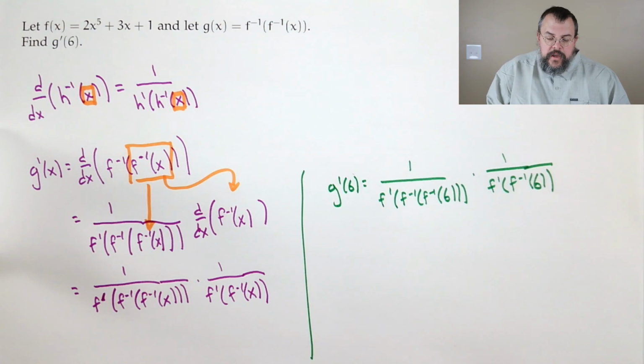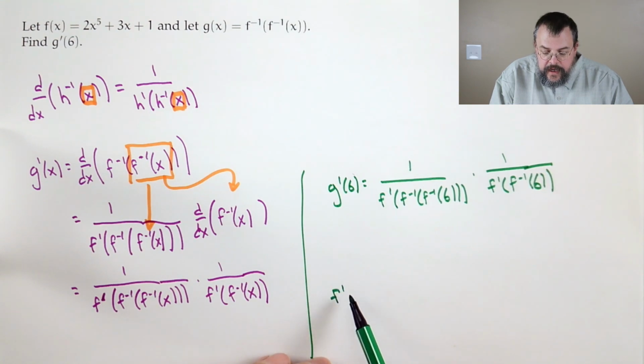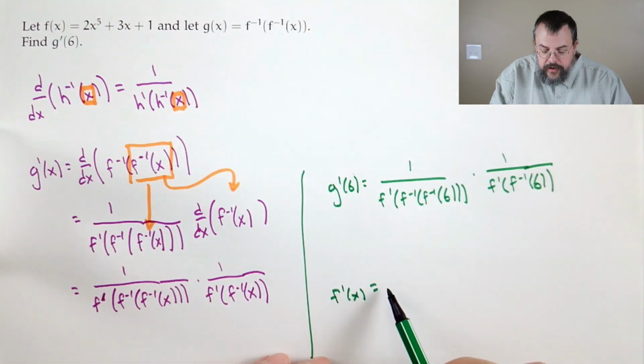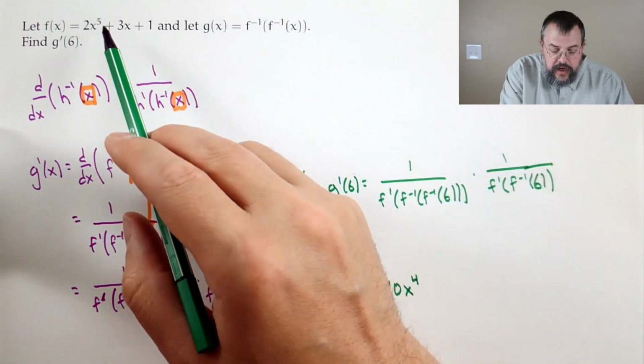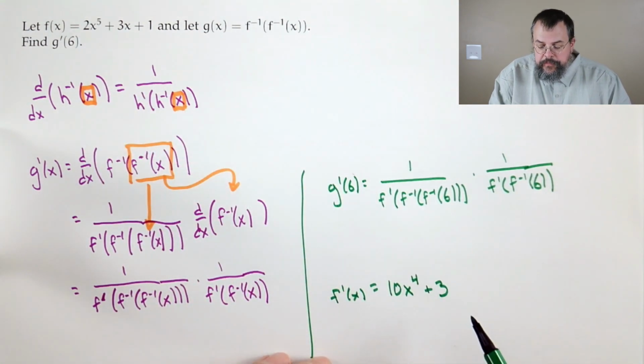So we need a couple of things for context. First off, let's make some notes. What is f prime of x? Well, we can take that derivative pretty straightforward. 10x to the 4th, because the 5 comes down, 1 less power, plus 3.